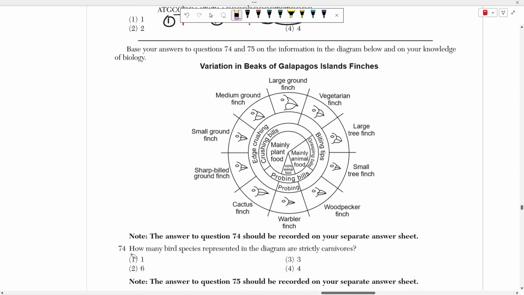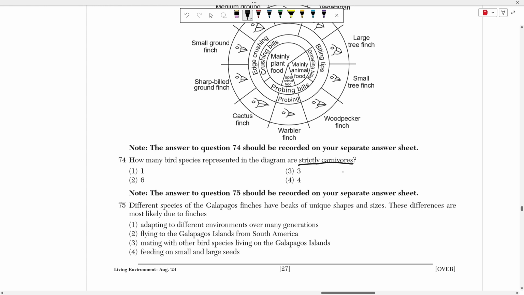So essentially, number 74 is asking how many bird species represented in the diagram are strictly carnivores. So when we're talking about carnivores and herbivores or diet, we're going to be looking at the type of food that these animals eat. Now, when you're looking for something that's strictly carnivorous, you're looking at animals that only eat meat. Remember, carnivores are animals that eat other animals, aka meat. And when something is strictly carnivorous, that means they cannot eat anything else other than animals, right? Or animal food or meat.